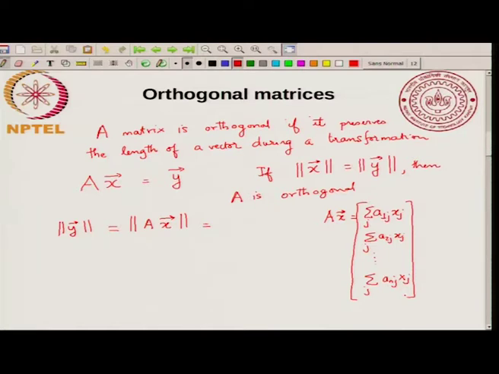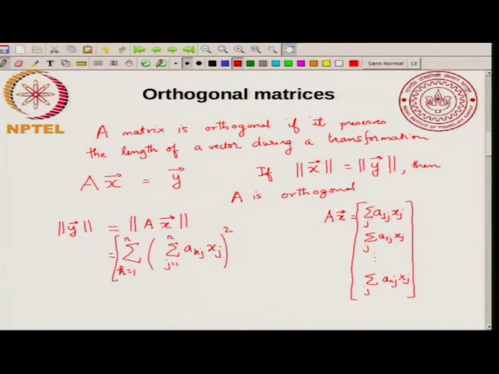So, the norm can be calculated as the sum of squares of each of these components. I can write the norm in the following way. I will use an index k equal to 1 to n, and this is the kth row. So, I will write this as the sum over j equal to 1 to n of Akj xj, and this whole thing has to be squared.